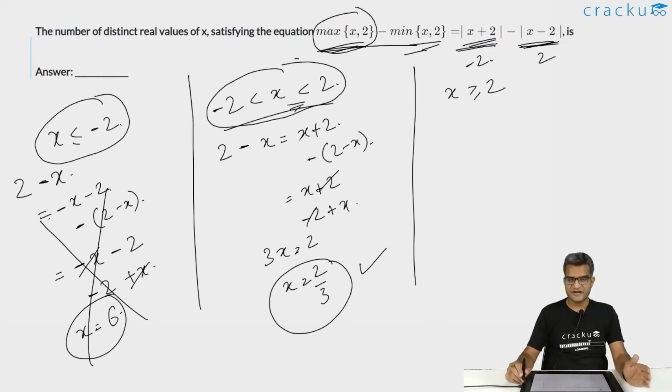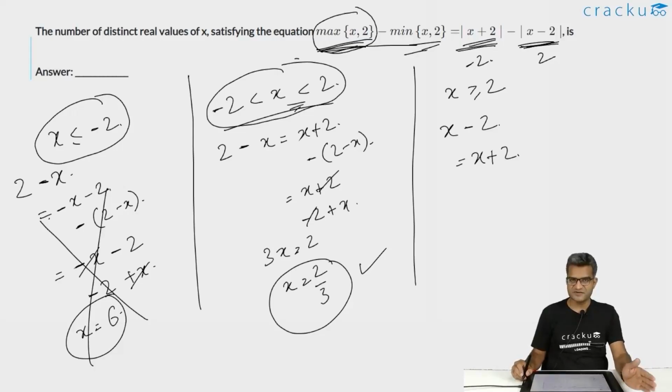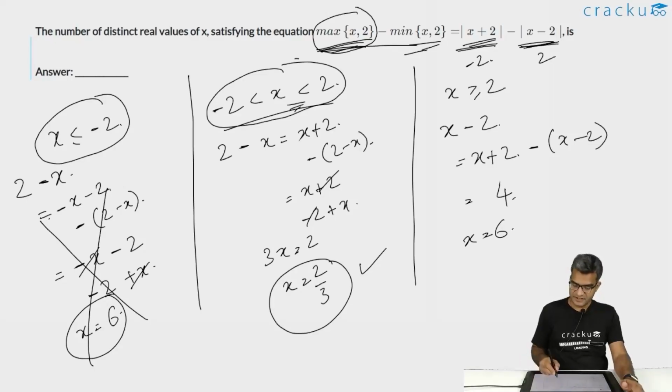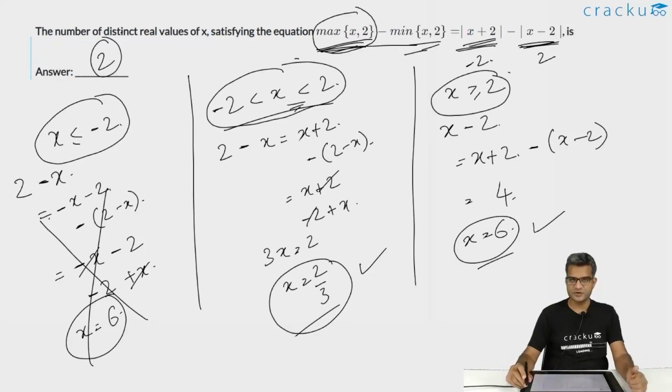Let us consider the last case where x is greater than or equal to 2. If x is greater than or equal to 2, max of x comma 2 will be x, min of x comma 2 will be 2, and on the right hand side both the entities will be positive. X plus 2 is positive, so modulus of x plus 2 is x plus 2. X minus 2 is positive, so minus of modulus of x minus 2 will be minus of x minus 2. This is equal to 4, or the value of x is equal to 6. This also is a valid solution because here we are looking for values of x which are greater than or equal to 2. So there are two valid solutions for this, that is 2 by 3 and 6. So the correct answer for this is 2.